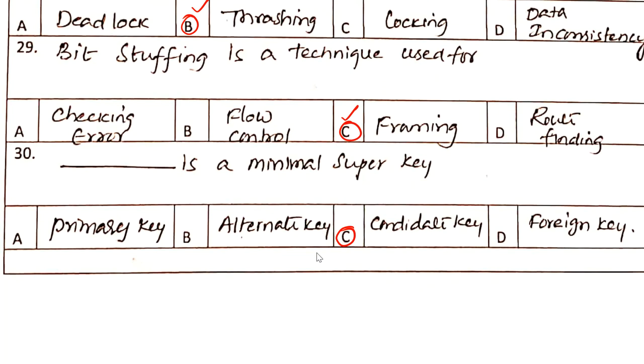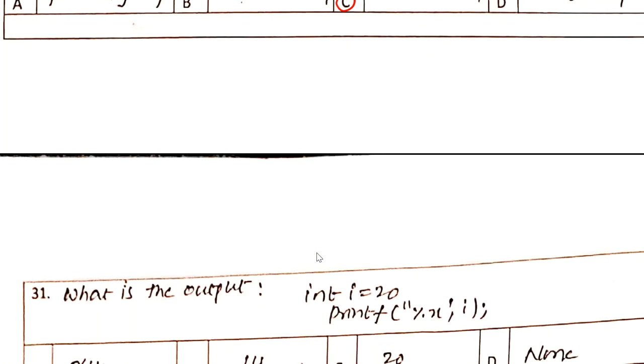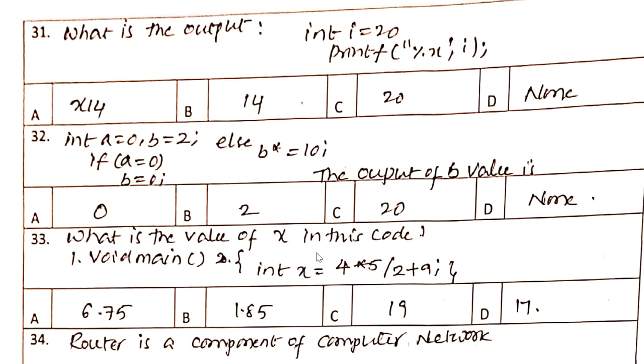Next one, what is the output? Okay, the program is int i is equal to 20, printf percent x comma i. Okay, so the options are a) 4, b) 14, c) 20, d) none. The correct option for this question is 14 here.